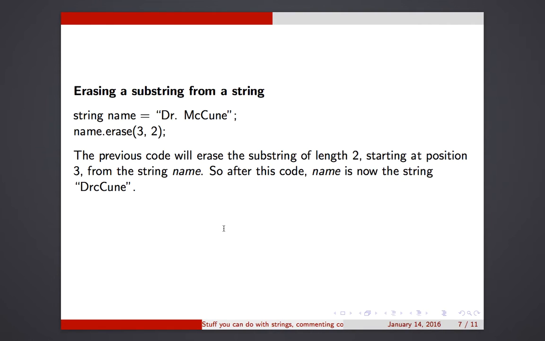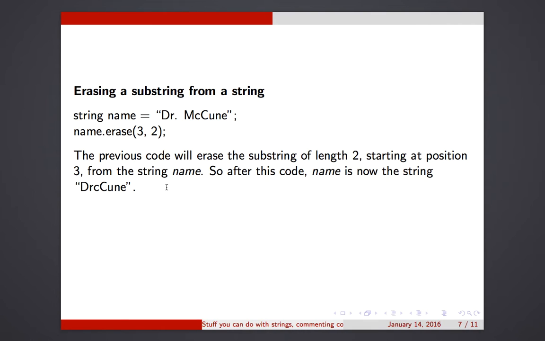Okay, so if you can put something in, you can certainly take away. As opposed to growing the string by inserting something, you can also erase things from the string. The way this works is you do name dot erase, and you give it a start position, so position 3, and then you give it a length, just like with the dot substring command. The first number is a start position. The second number is how many characters you want it to erase, so a length number. So this code will erase the substring of length 2 starting at position 3 from the string name. So after this code, name is now shortened. It starts at position 3, so 0, 1, 2, 3, and then erases 2 characters, a space and a capital M. So the result is this.